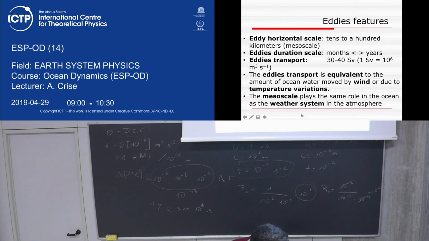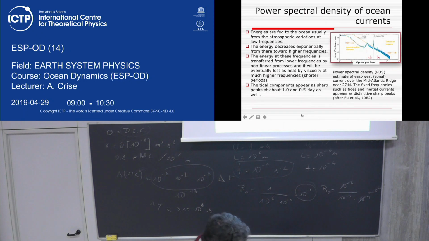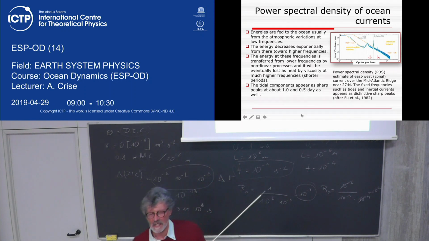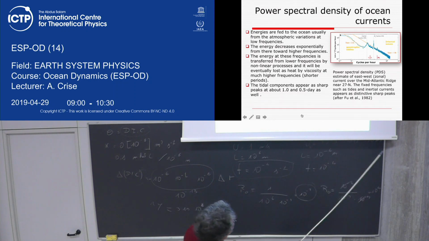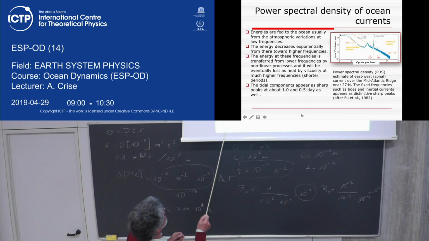But let's take a look at the structure, in terms of energy, of the ocean currents, in order to understand if we are able to detect something that can help understand which are the typical scales and evolution of the eddies.